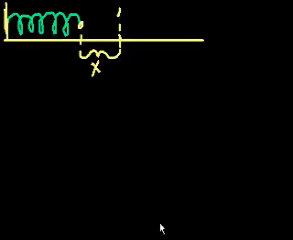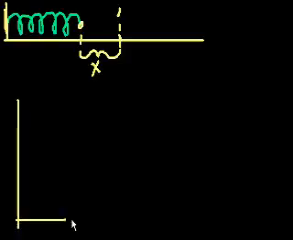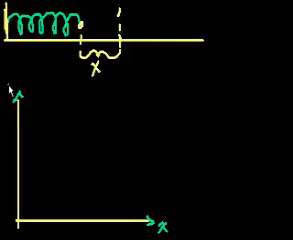So let's draw a little graph here. So let's make my y-axis, my x-axis, and so this axis is how much I've compressed it, x, and then this axis, the y-axis, is how much force I have to apply. So when the spring was initially all the way out here, to compress it a little bit, how much force do I have to apply?